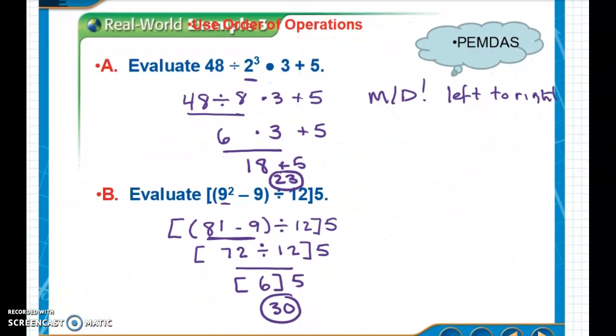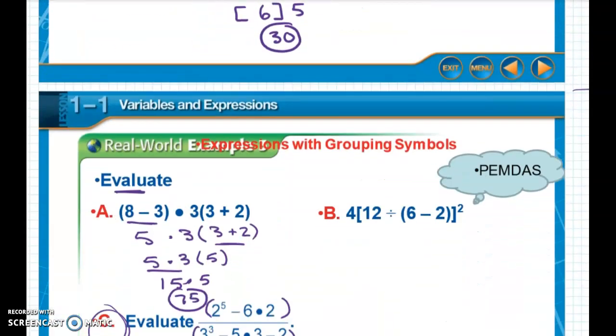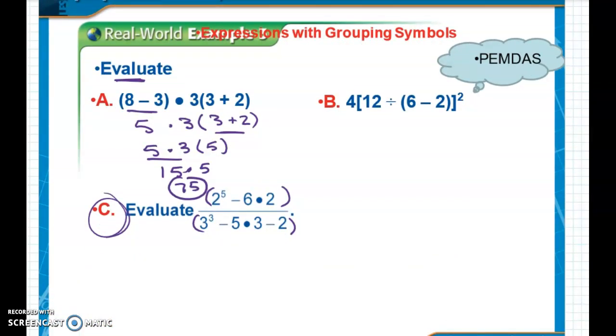Using the order of operations. We talked about PEMDAS. And the deal with this is you need to do one step at a time and show your work, because when I grade you, you're graded on the steps being done correctly, so I have to see the steps.